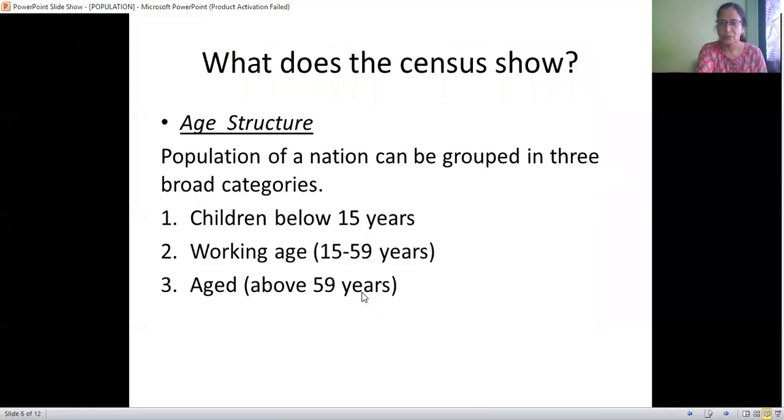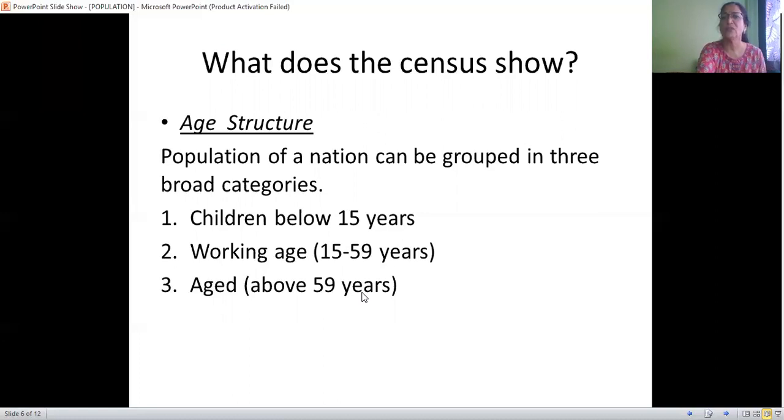Now next is, what does the census show? The first topic the census shows is the age structure. What is the age structure? It refers to the number of men and women of different age groups in a society. The population of a nation can be grouped in three broad categories. The first one is the children below 15 years. These are the children who are totally dependent for their food, shelter, and everything. They don't earn their own income.